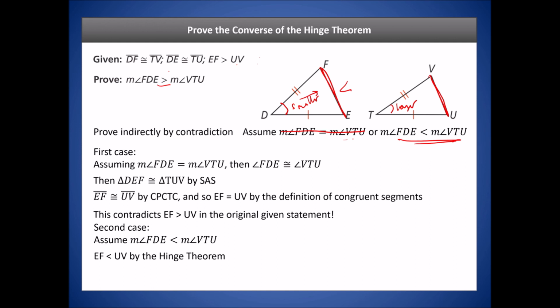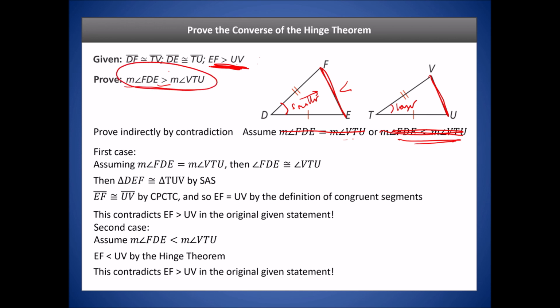UV. But we know that's also a contradiction because we know that that's not the case. We know that EF is greater than UV. That's given in the problem, and therefore we have a contradiction. And therefore, that means that these assumptions are incorrect, which means that what we're trying to prove has to be correct. So therefore, that is the end of the proof. It has to be greater than.